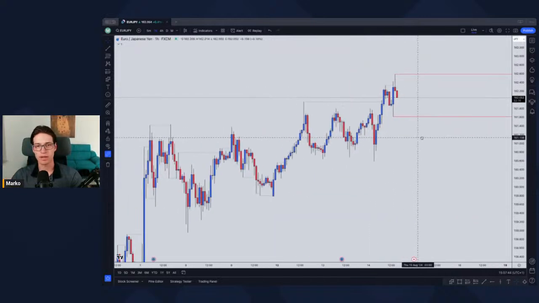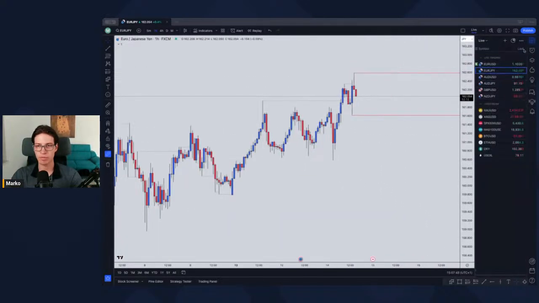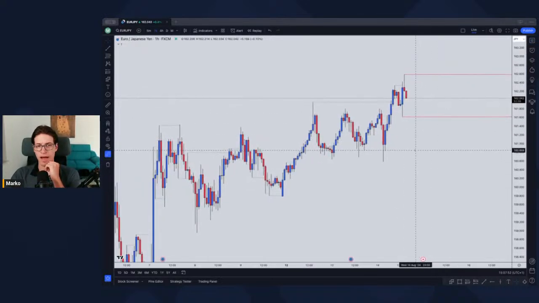Next one, Euro and the Japanese yen. Unfortunately, all the JPY pairs look pretty range bound. They look pretty corrective. I'm not seeing any trends. I'm not seeing any high probability patterns. So I'm going to be more patient on the JPY pairs, to be honest with you.